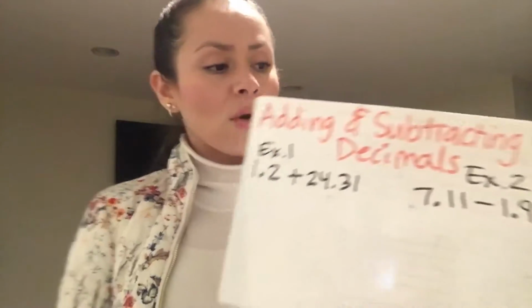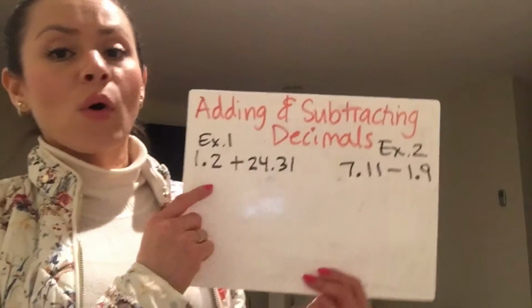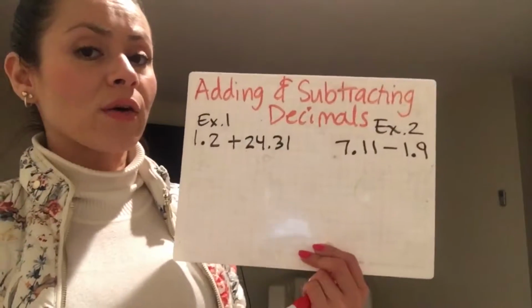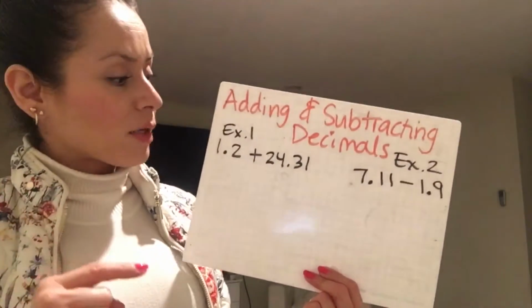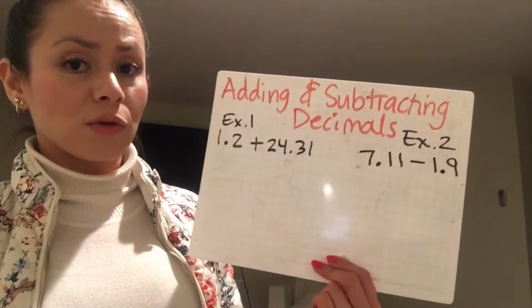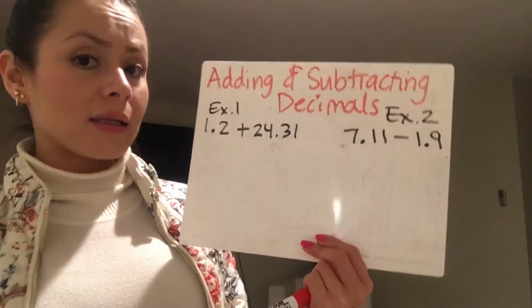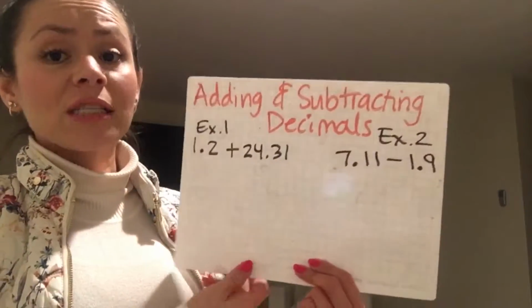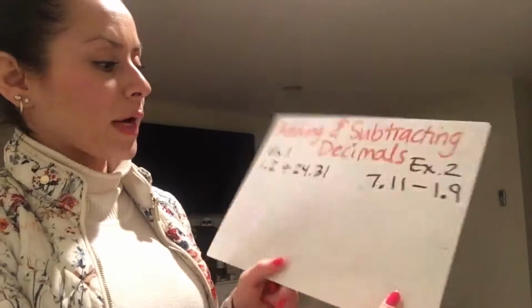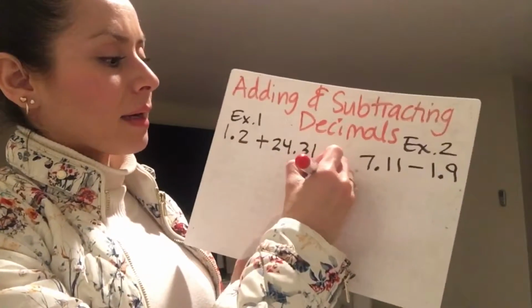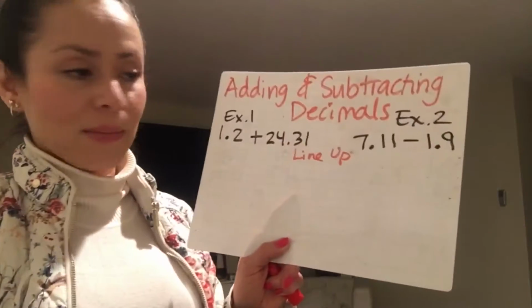So let's go over this first example. What did I tell you guys in the previous video where we multiplied decimals? What did I tell you about the decimals? In multiplication, we do not need to line them up, but in addition and subtraction, it's mandatory. We must line up your decimals, okay?